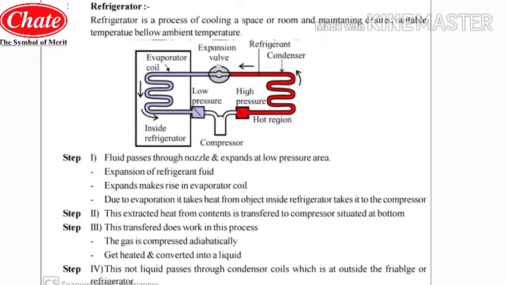In between them they are connected with the expansion valve, and right in front of that there is the compressor, and you can see the indication of the pressure. At the evaporator side there is low pressure, and at the condenser side there is high pressure, and the substance inside the condenser pipe is the refrigerant.